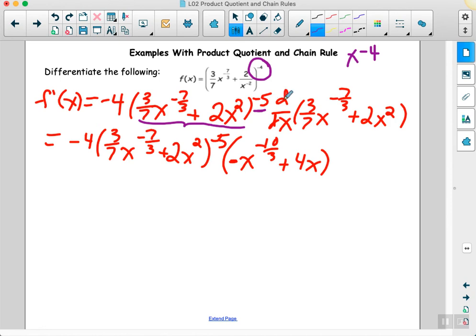Then I need to multiply by the derivative of the baby. Those pieces come back down, and now the derivative of the baby, multiplying those two together, we'll get negative 1. Taking 1 away from that exponent, we get negative 10/3, and the derivative of 2x squared is 4x. And there's really no simplifying we can do here. For certain, you cannot distribute this here, because this isn't linear. If you wanted to, you could distribute that negative 4 through over here.